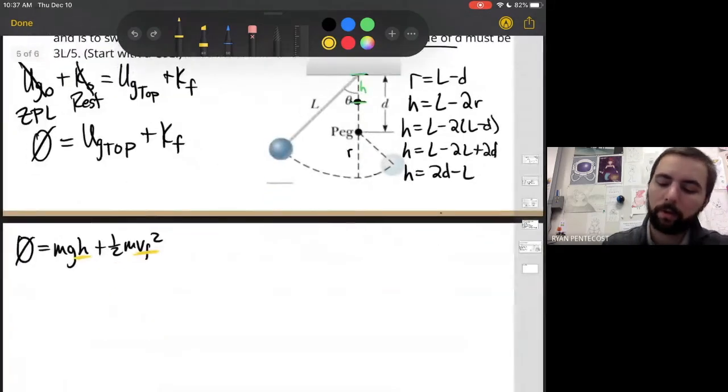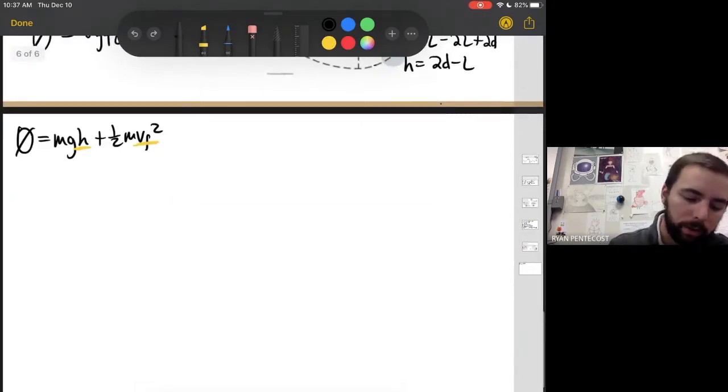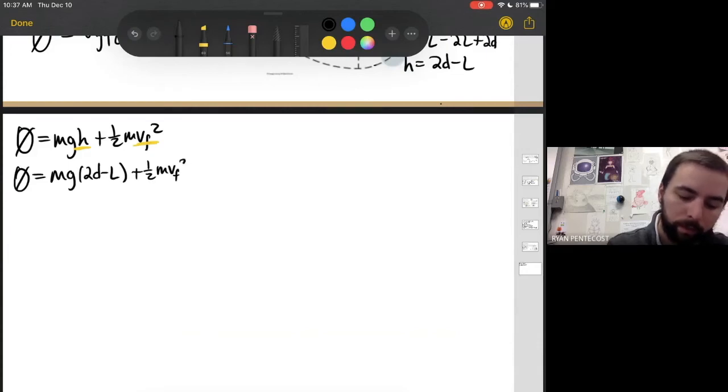So we need to make sure that the R is completely gotten rid of, right? So we know H. Let's put that in here, right? We have 0 equals mg times 2D minus L plus 1/2 mv final squared.